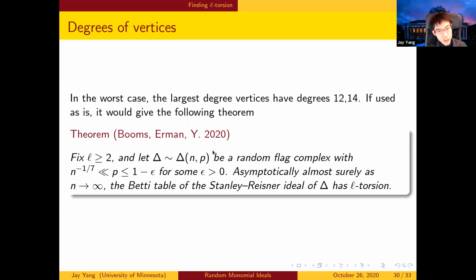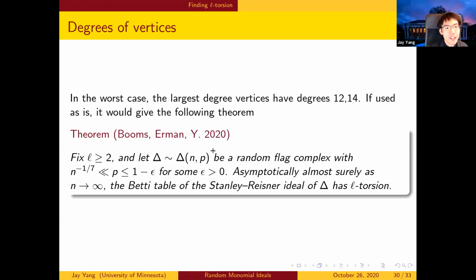So the worst case, the largest degree vertices in this construction, which I'm not going to try to show an example of because even the smallest examples are messy, have degrees 12 and 14. I mentioned 12 for a reason, and we'll get to that later. So if we use this construction as is, we get the following theorem. And this is actually the initial theorem we had when we were starting to finish the paper.